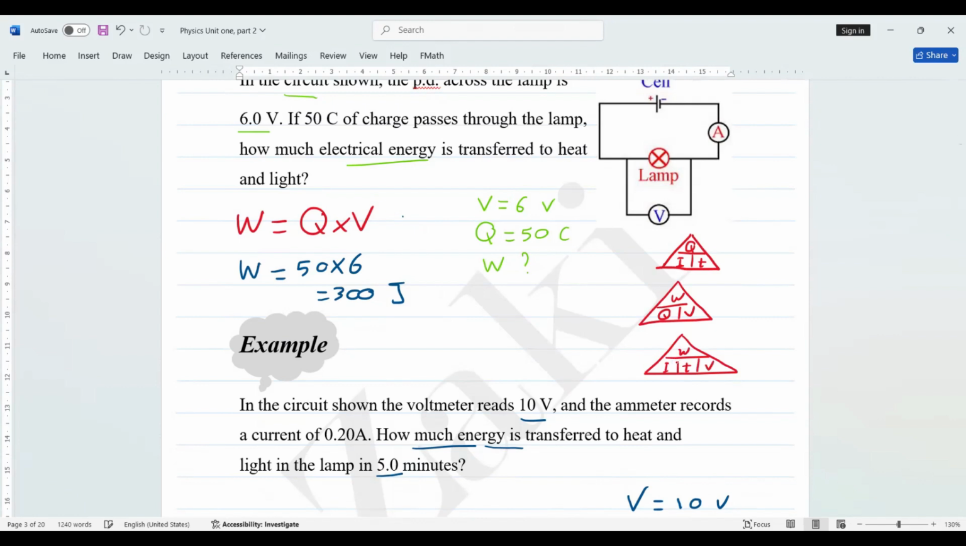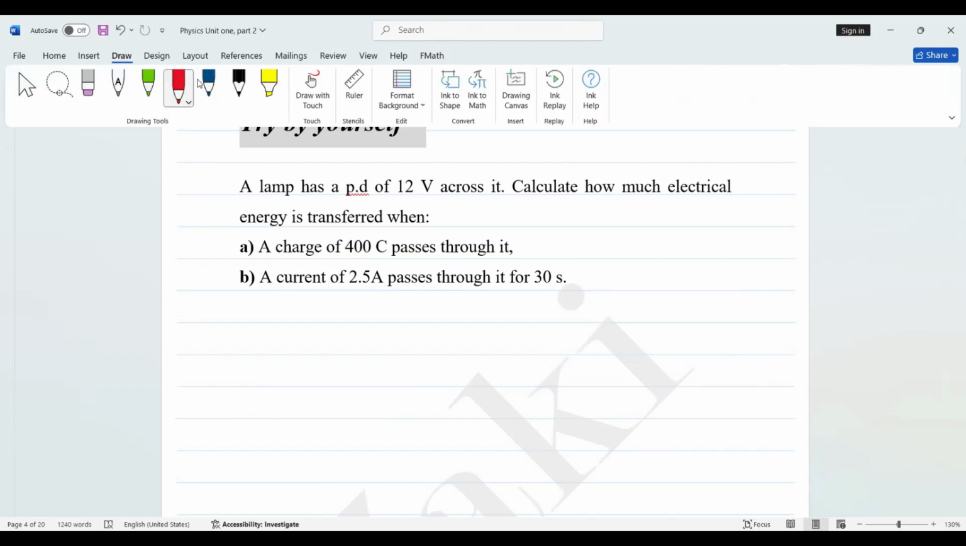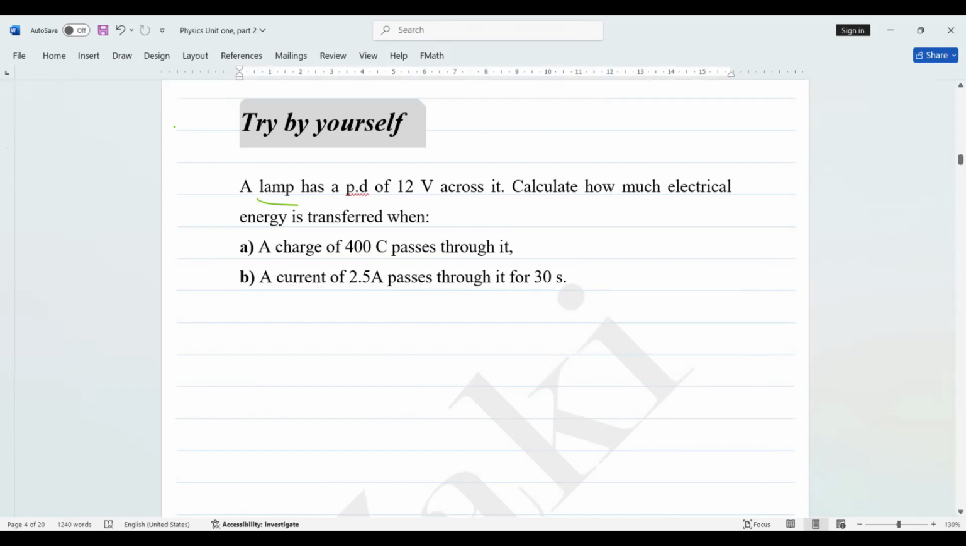Write these 3 rules in front of you. This is rule number 1, rule number 2, rule number 3. So it will be easy to solve any question. Okay, check your answer. Now we read the question together. Lamp has potential difference 12 volt. Then we have V, the voltage is 12.